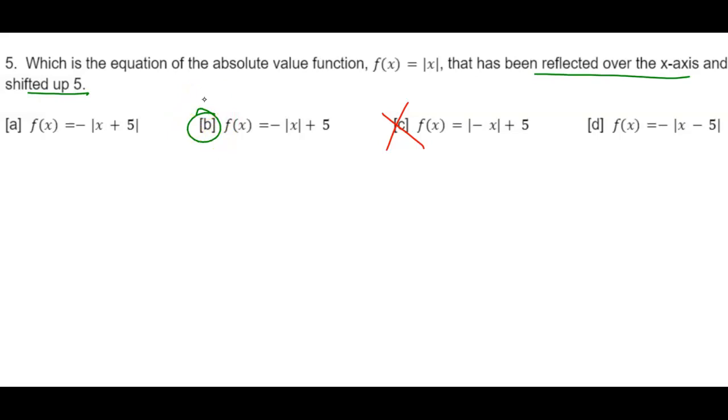Now, you could have also verified this with Desmos. You could have graphed these functions. You could have graphed the original function, the parent function, absolute value of x, and then graphed each of these choices to see which one was, in fact, a reflection of the original over the x-axis, as well as a vertical shift up 5 based on the original parent function. But in this case, I don't really think it's necessary as long as you have a basic understanding of those characteristics of the transformational form of the absolute value of x.